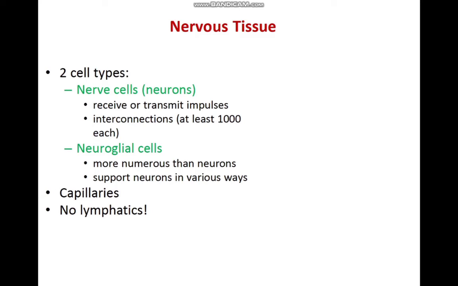In the nervous tissue, there are two types of cells: the nerve cells, which are the neurons, they receive and transmit the impulses, and then neuroglial cells, more numerous than the neurons, they support the neurons in various ways. There are capillaries present, there are no lymphatics. Another very important type of tissue is the connective tissue. As I have told you, the spinal cord and the brain are covered by the meninges, which are dense irregular connective tissue membranes.